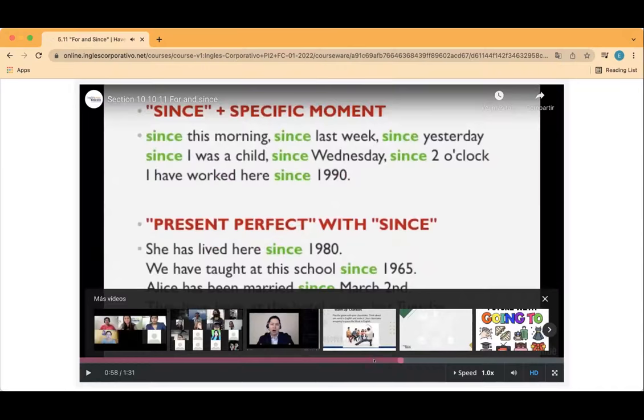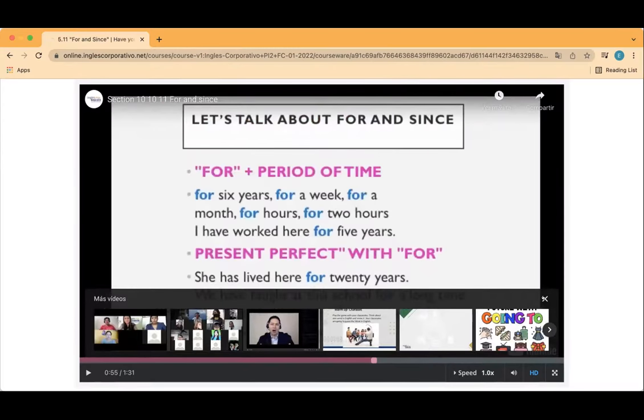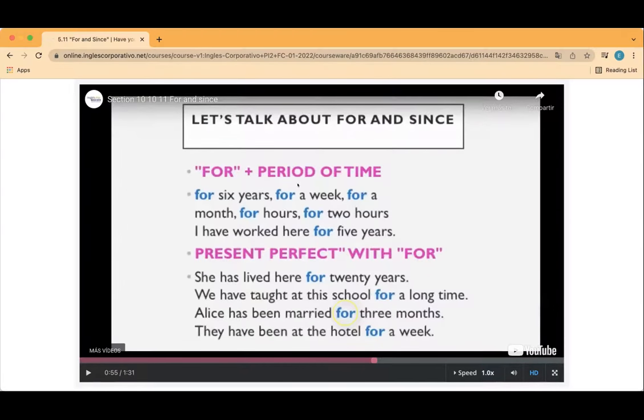Okay, one moment before we continue so that it's clear. Do you see that with for it is always an amount, a period, a number? Six, one. In English, remember, one is a week, 1 week, one month. 4 hours, 2 hours specifically, but always with for it is an amount, a quantity. Is this okay?